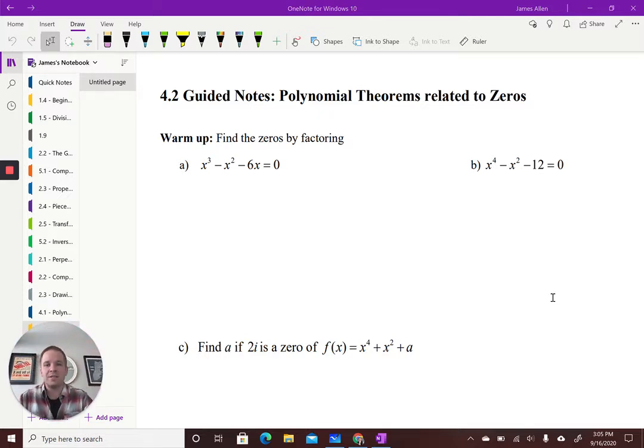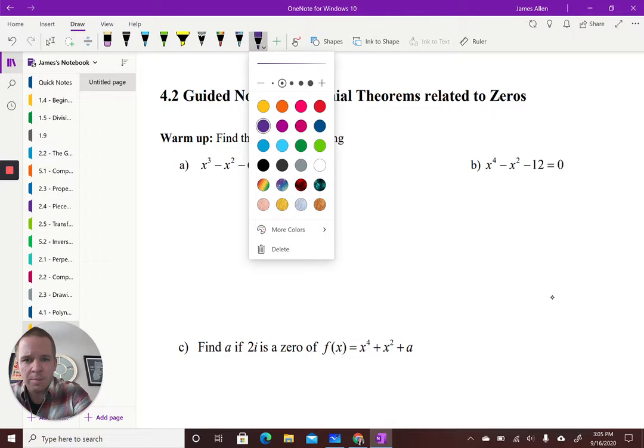We've got to find the zeros by factoring. This is just a little warm up, and then we're going to pop into some exciting things that you've seen before a little bit. We're going to go a little further. I'm going to go with purple on this one.